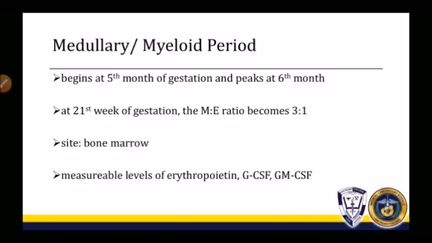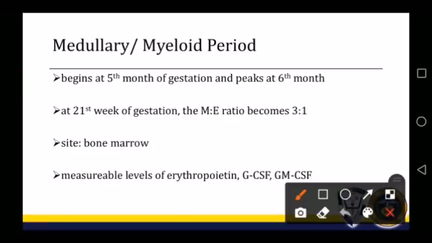So the medullary or the myeloid period begins at the 5th month of gestation, peaks at the 6th month, and persists throughout life. So kita as adults are in the myeloid period of hematopoiesis. At the 21st week of gestation, the myeloid to erythroid ratio becomes 3:1. So what is this myeloid to erythroid ratio?